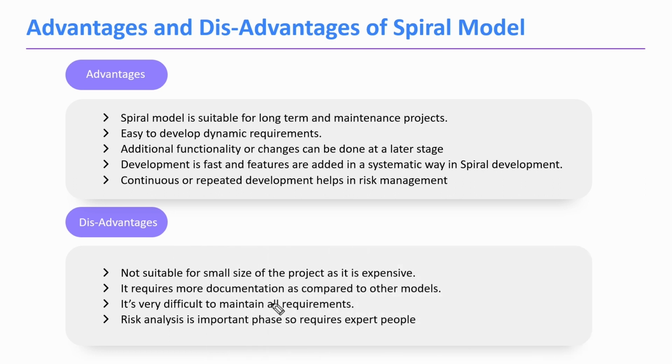Disadvantages of spiral model. So spiral model is not suitable for small size projects as it's expensive. Spiral model requires more documentation as compared to other models like the waterfall model and V model. It's very difficult to maintain all the requirements because continuously we are getting new requirements. So it's very difficult in the spiral model to maintain all those requirements. Risk analysis is a very important phase, so it requires expert people.